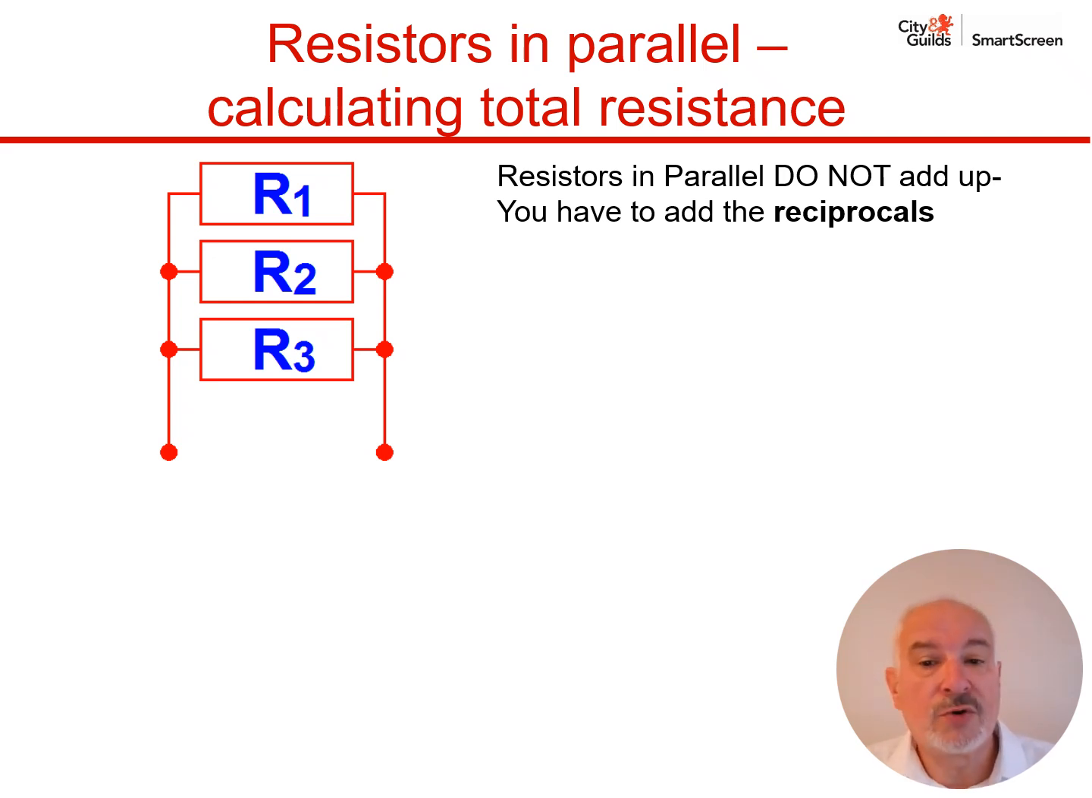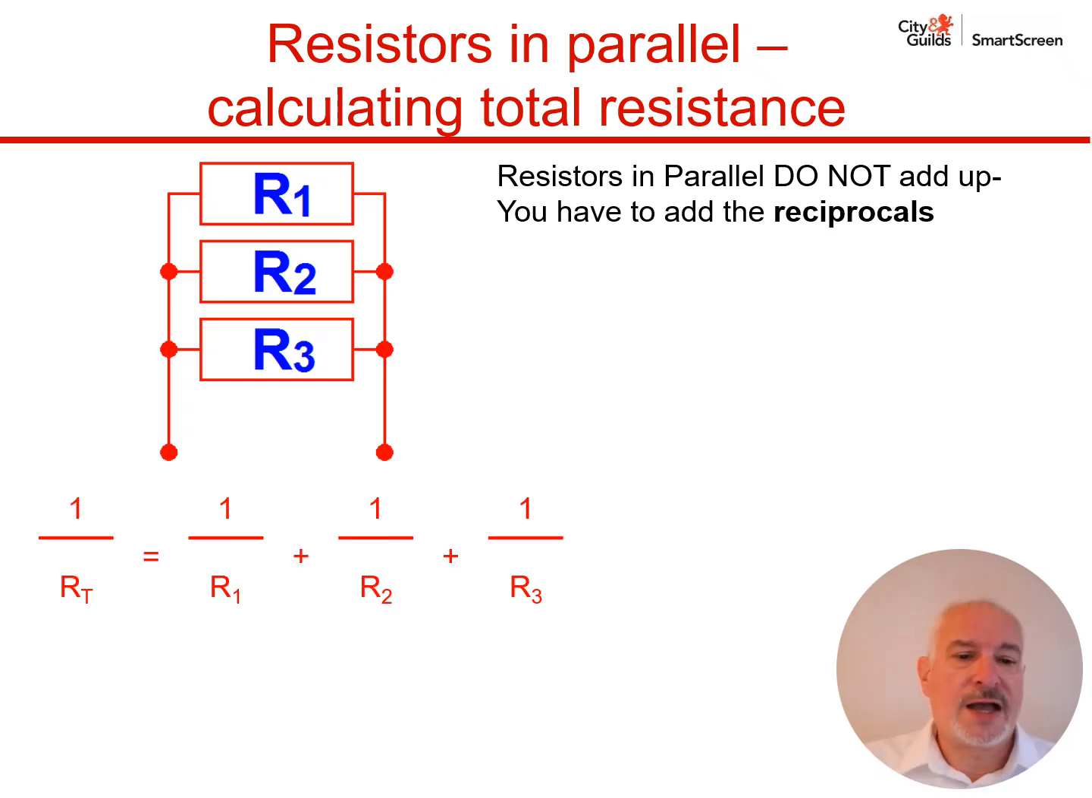Resistors in parallel do not add up. In fact, you have to add the reciprocals. That's a good word, reciprocals. A reciprocal is a number that is expressed as 1 over that number. So for instance, the reciprocal of the number 5 would be 1 over 5.